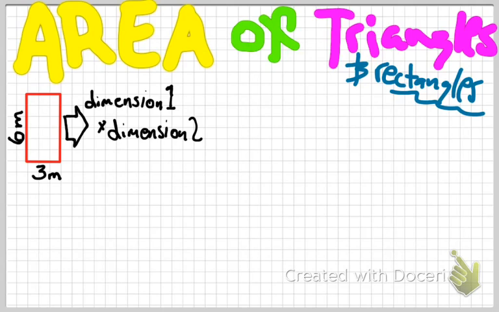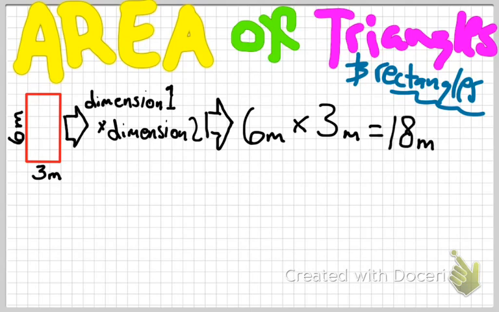So dimension 1. Well, we know that dimension 1 is 6 meters in this rectangle. And we know that area, at least the formula, is just the first dimension times the second dimension. A lot of times you hear it called length times width, and that's fine too, whatever you want to call it. In this case, that means it's 18 meters squared. Look how I put the squared sign up there.